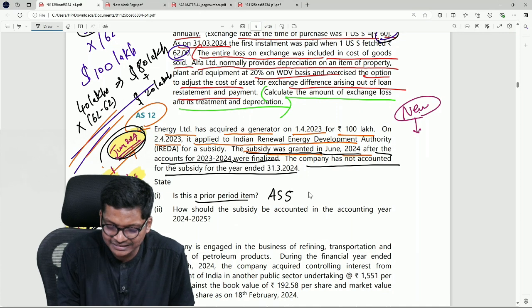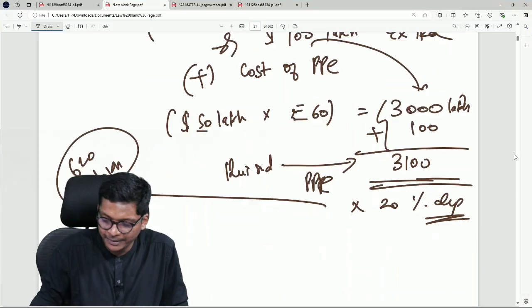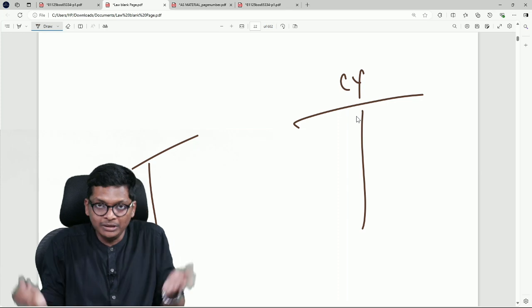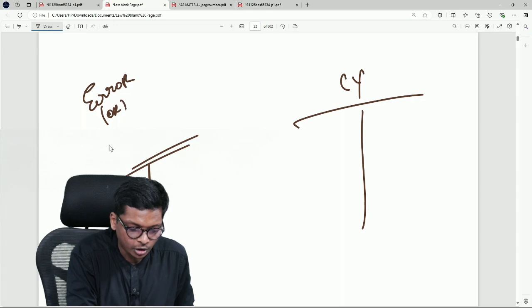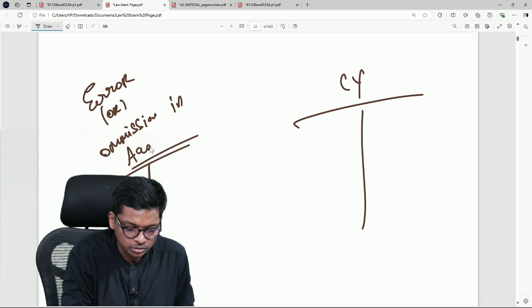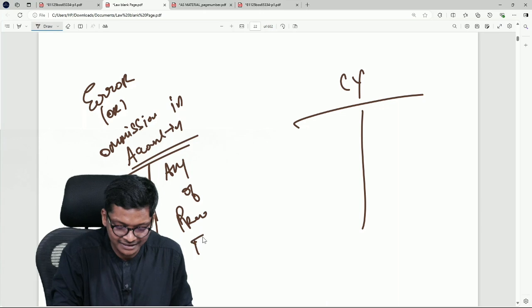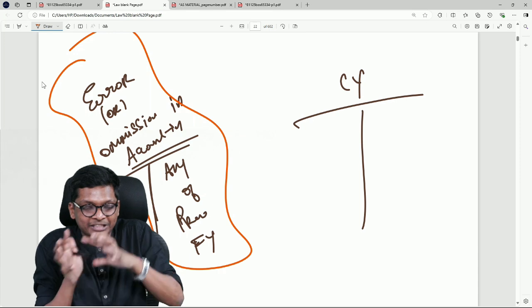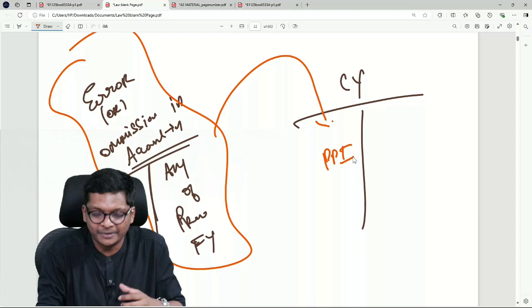What is AS5 saying? Prior period items are those items, I will repeat, prior period items are those items that you account in the current year as a result of error or omission in accounting in any of the previous financial years. I am repeating, because of some error or omission in the previous year, if you are accounting something in this year only, you will call prior period item.